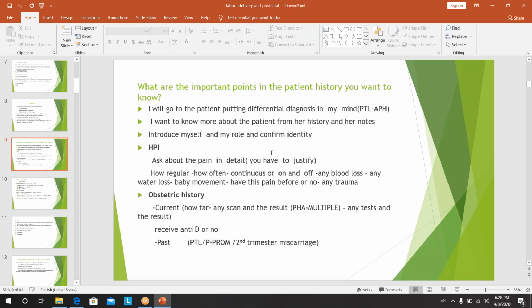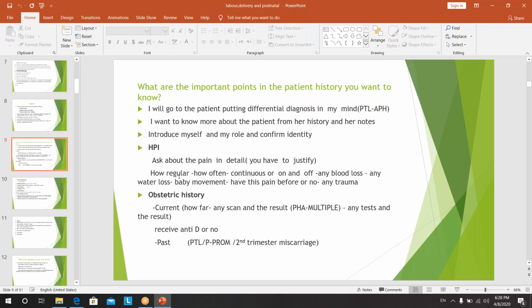I will introduce myself to the patient, my role, and confirm the identity. Don't forget to tell this to the examiner. It is also for patient safety, and it shows the examiner this is the systematic way you will do for any case, whether it is a simulated patient task or a structured discussion task. So first, I will introduce myself to the patient, my role, and confirm her identity.